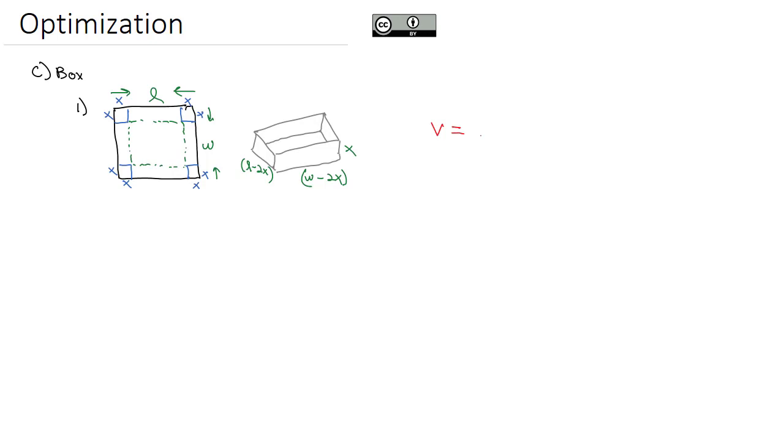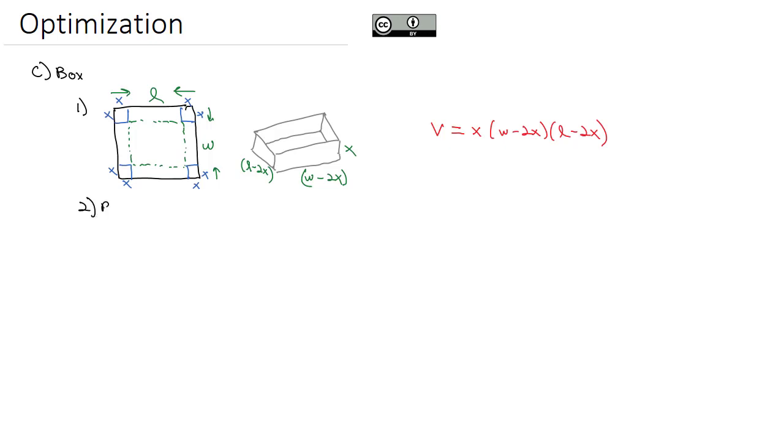And we know that volume is equal to length times width times height. Multiplying these together, you get x times w minus 2x times the length minus 2x. That is the volume that we're going to try and maximize.